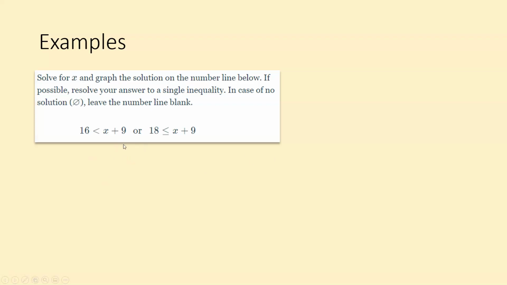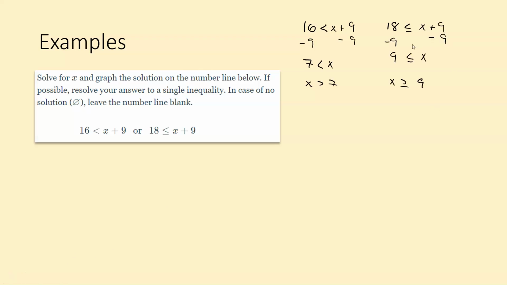We're going to solve both of these inequalities individually. I'm going to start with 16 is less than x plus 9. I subtracted 9 on both sides, and I got x is greater than 7 for that one. Now I need to solve the other inequality, 18 is less than or equal to x plus 9. When I subtracted 9 on both sides, I got x is greater than or equal to 9. So those are my two inequalities: x is greater than 7, or x is greater than or equal to 9.